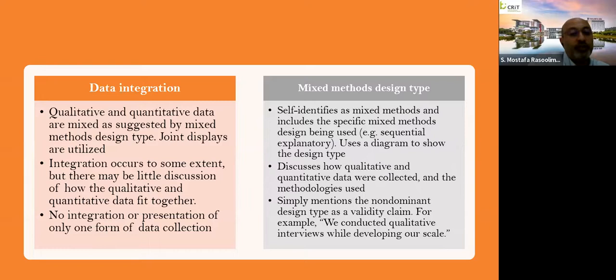So if you integrate the results in your discussion and discuss in detail, you can get the full mark. But if you discuss separately, this is the result of qualitative and this is the result of quantitative, and you don't have integration of results and discussion, of course you lose your mark. And if there is no integration and interpretation, the reviewer and examiner will ask, why did you apply qualitative and quantitative, and how have the results been interpreted and incorporated? And for the type of mixed method, you need to explain what type of mixed method and what's the reason for this type of mixed method.